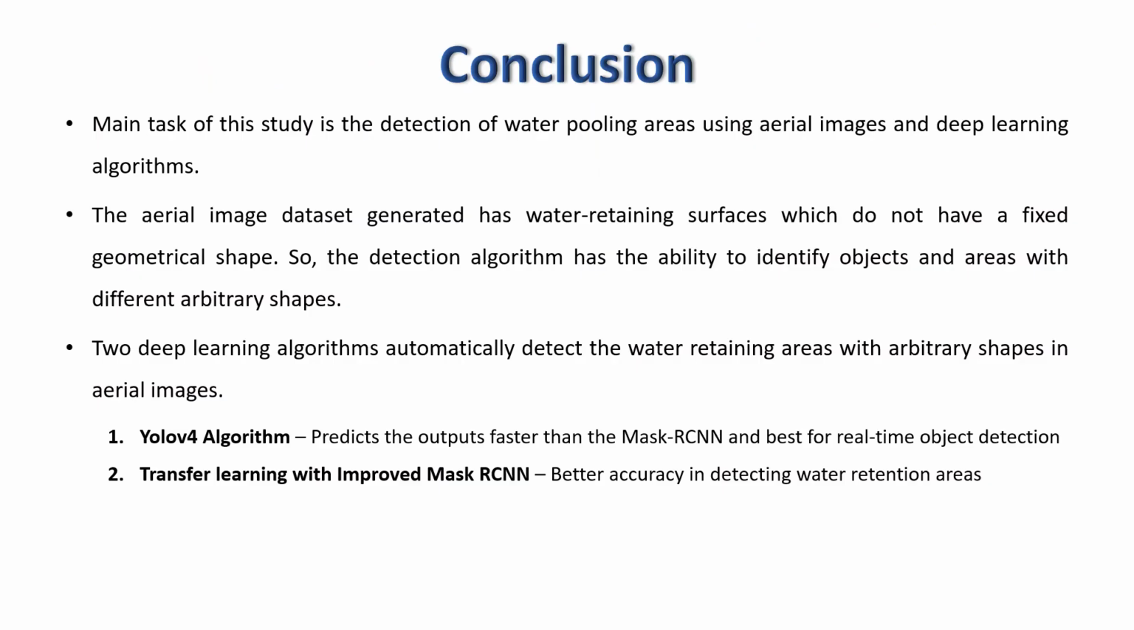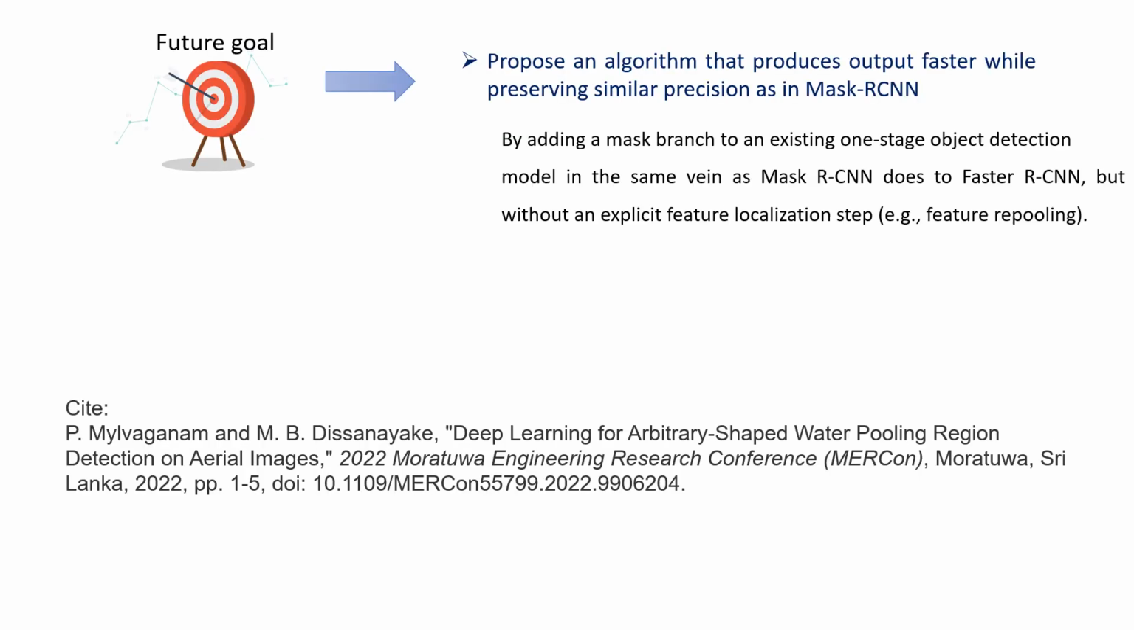The main task of the study is the detection of water pooling areas in inaccessible places using aerial images. We evaluate the performance of two deep learning algorithms for automatically detecting the water retaining areas with arbitrary shapes in aerial images. We built two complete detection systems using Mask-RCNN and YOLOv4 architectures. Superior performance in Mask-RCNN was observed in accuracy, precision and recall. By contrast, the YOLOv4 prediction is faster than Mask-RCNN. The future goal of this study is to propose an algorithm that produces output faster while preserving similar precision as in Mask-RCNN.